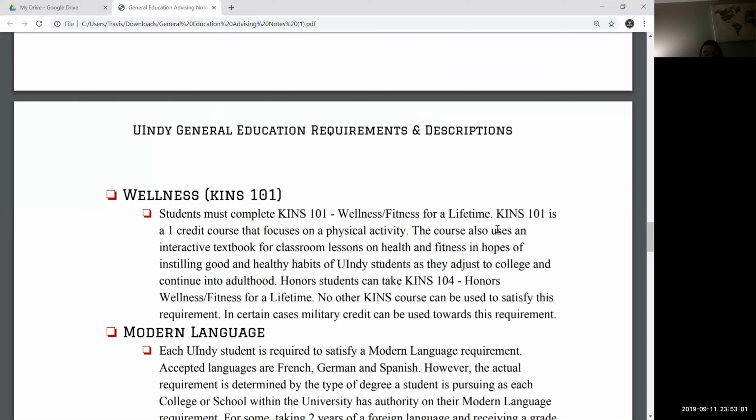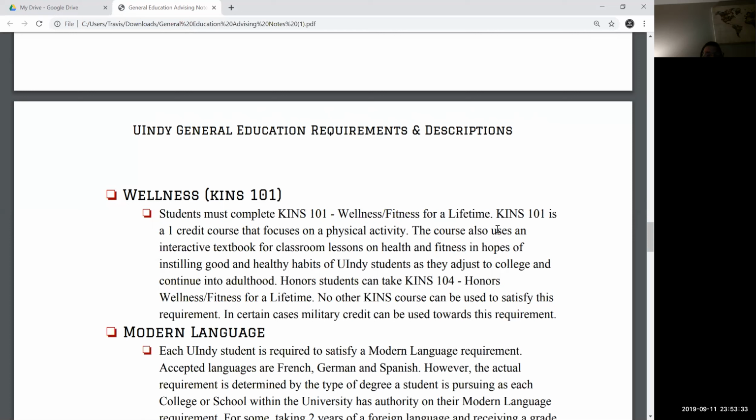Now, as of this fall, there's a couple of dance classes that are showing up as wellness. I'd be skeptical about that because I am looking into whether that's actually true, because advisors were not notified. No other sport classes are allowed to count as wellness, including certain dance classes. So I'm skeptical about these ones showing up when you search the attribute wellness. I'd worry whether they actually are wellness or not. But be safe, just do KINS 101.